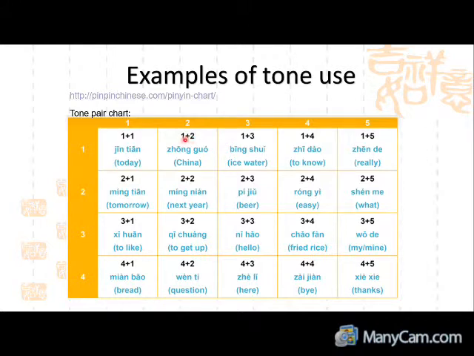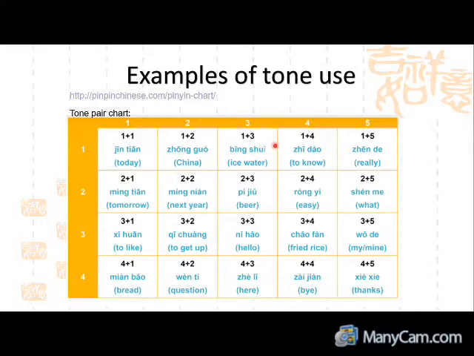We can have 1 plus 2, so tone 1, tone 2 together, like as in the Chinese equivalent to China, which is 中国. Next one is tone 1 and tone 3 together, as in like ice water or frozen water. So it's 冰水.